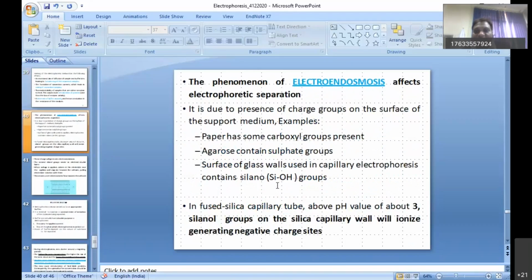Another important phenomenon is electroendosmosis, which affects electrophoretic separations. It is due to the presence of charged groups on the surface of the supporting media. Like supporting media, we were using paper, so there are some carboxyl groups present. Agarose gel contains sulfate groups, so it also interferes with the separation. So you have to take care of that when choosing your supporting media.